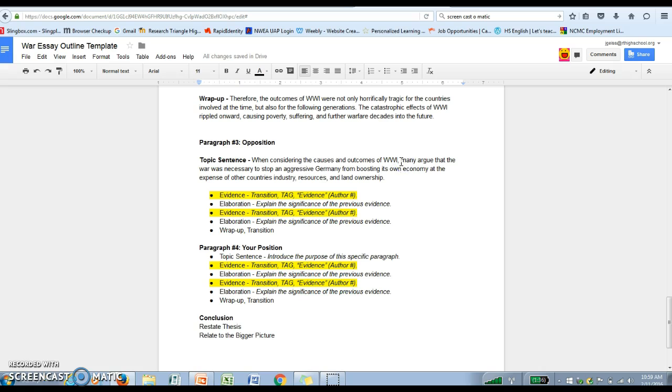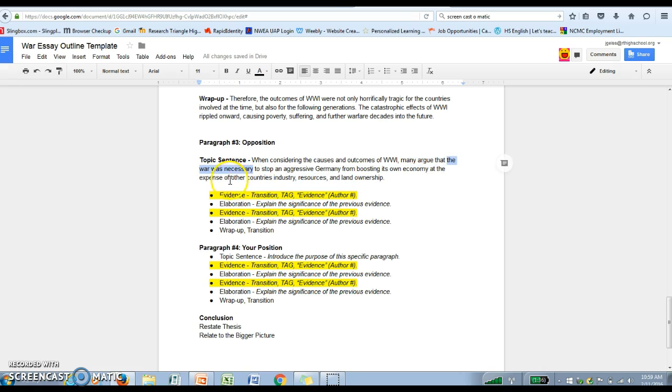Then comes the wording, "many argue that." In your opposition paragraph, it's important to indicate that this is not your point of view, that this is the point of view of your opposition. You don't want people to think that what you're writing here is actually what you're trying to convince them of, because then your paper will become confusing. So make sure you use wording like "many argue that." Then, "the war was necessary."